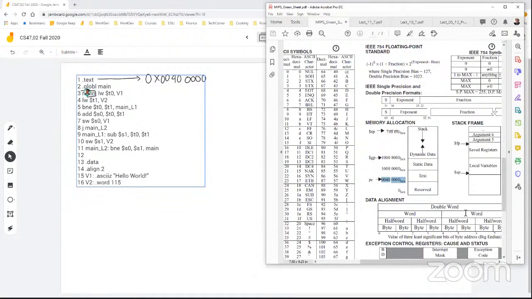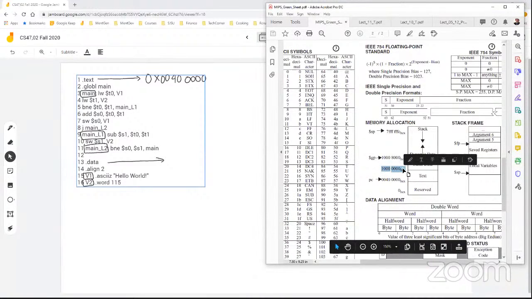Main, L1, main L2, I think these three, and there are labels of V1 and V2. The strategy for data labels is different from the text level or the program levels. For the data, if nothing is given, we assume that these start from here, which is 1 0 0 0 0 0 0 0. That is from the MIPS green sheet.